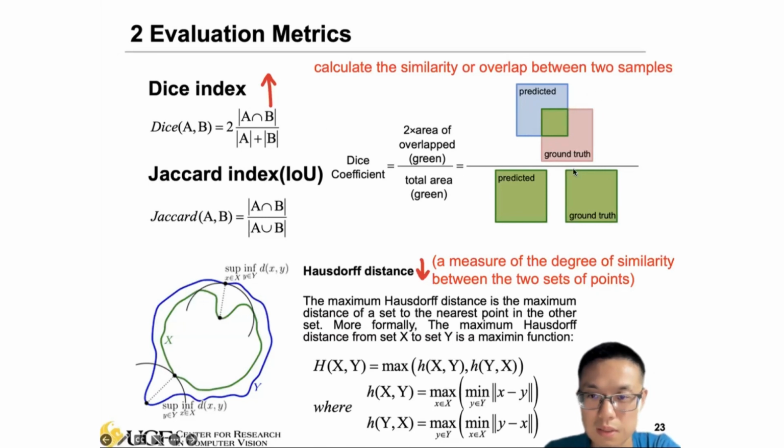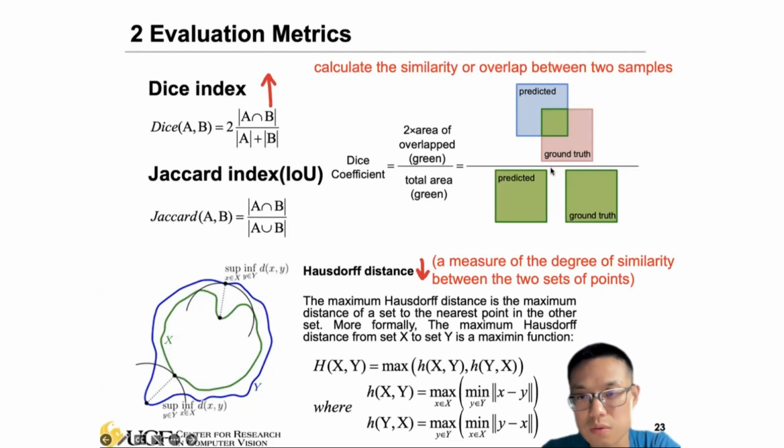Here is a graph illustration of the DICE score. Basically, it computes the intersection over union. On the numerator side, we compute the intersection between the prediction and the ground truth, and on the denominator side, we compute the union of the prediction and the ground truth.